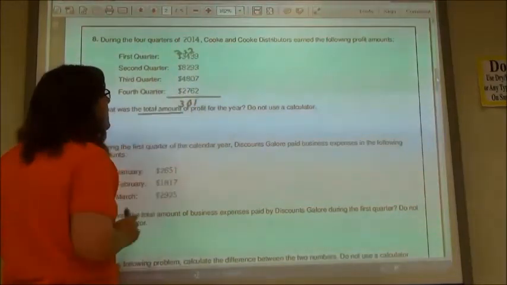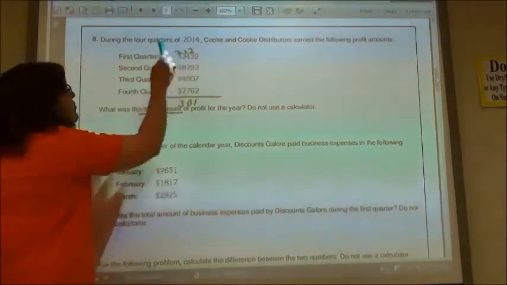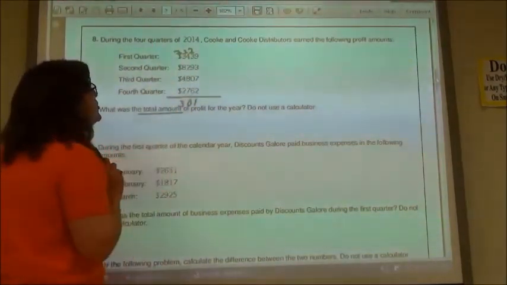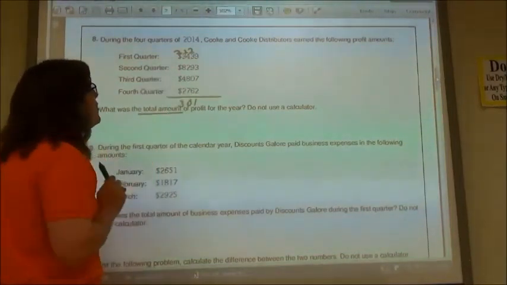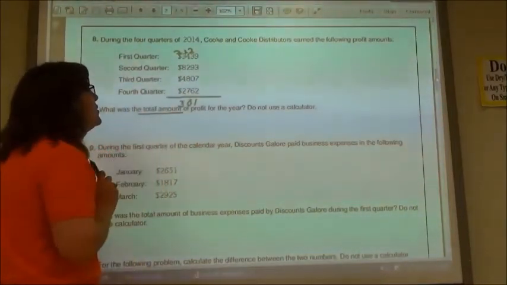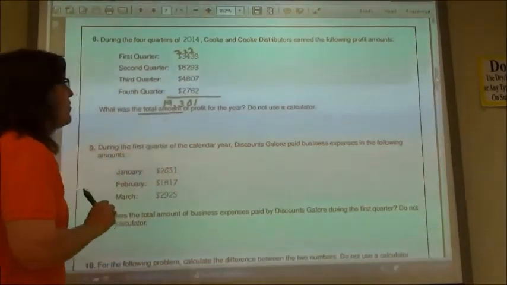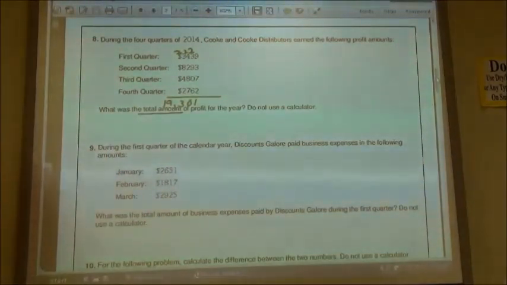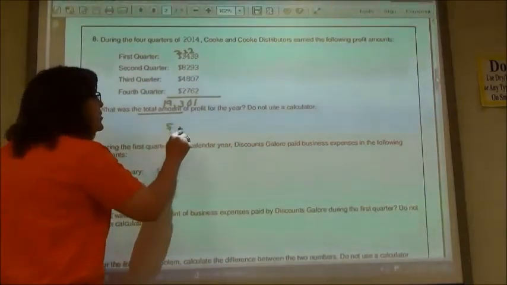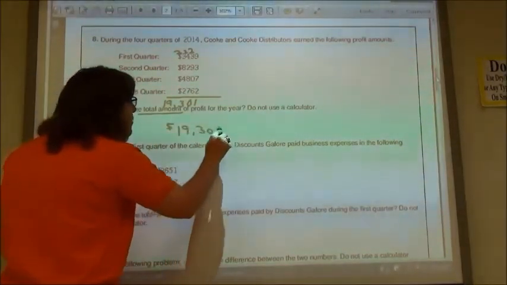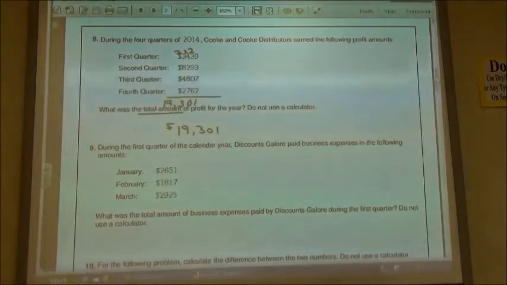Carry my 2. 2 plus 3 is 5. 5 plus 8 is 13. 13 plus 4 would be 17. 17 plus 2 would be 19. Of course, any number that's bigger than 1,000, they probably put the comma in there because it looks prettier. And so $19,301 would be my total profit for the 4 quarters.